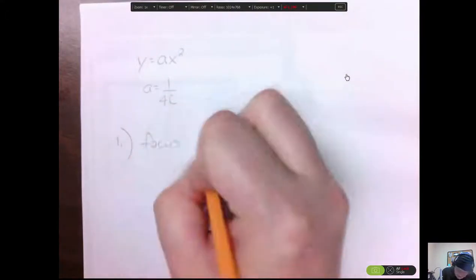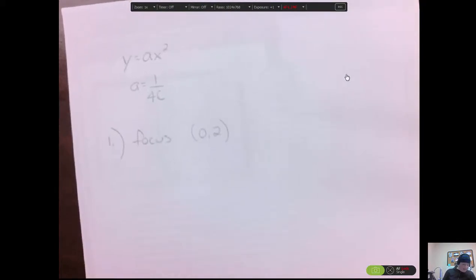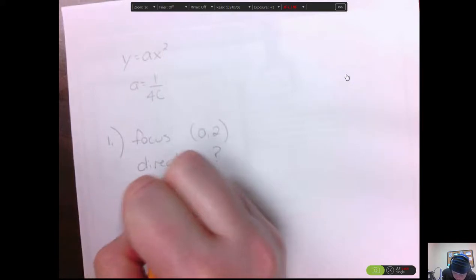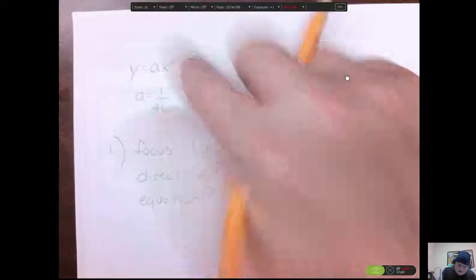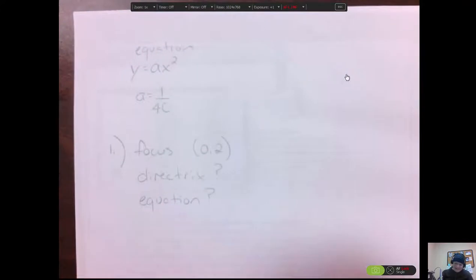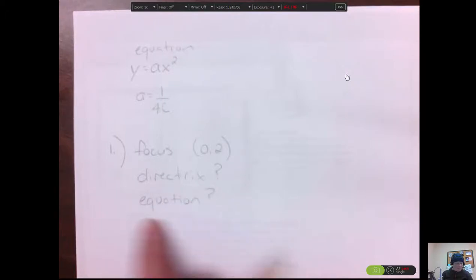I could be given the focus already, which is (0, 2) for this one. Let's just take the focus, just the focus, and I want to know, what is the directrix? And what is the equation? All right, so this is our equation here in general form, right? And so here's our focus. If that's our focus, what's going to be the directrix and what will be the equation?